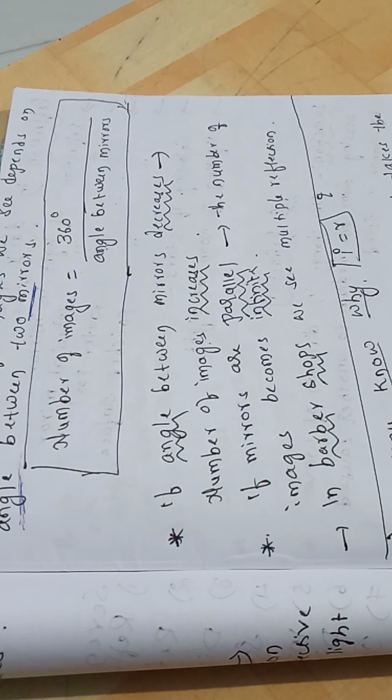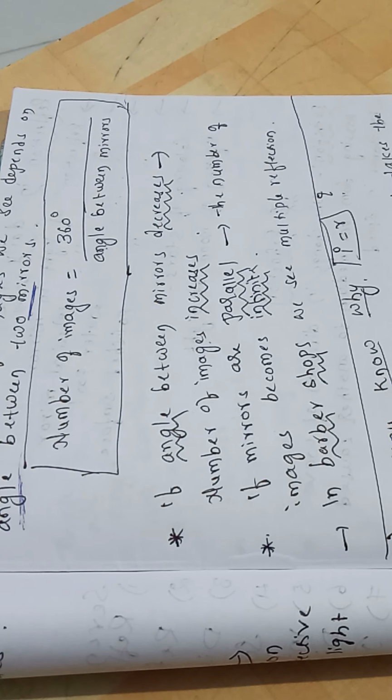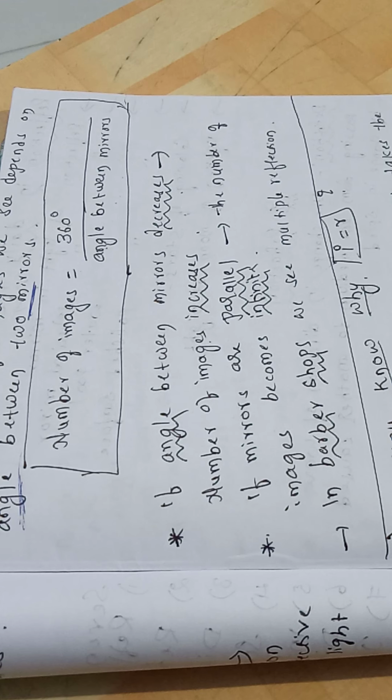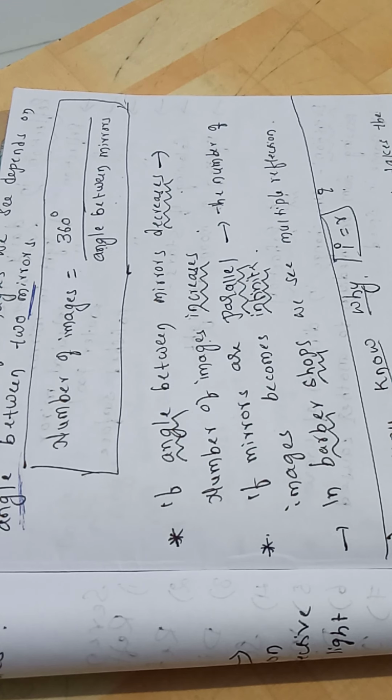This multiple reflection we will see in barber shops. In front of the person a mirror will be there, and on the back side of the person the barber will also keep a mirror. Such multiple reflections in barber shops are the best example we can see.